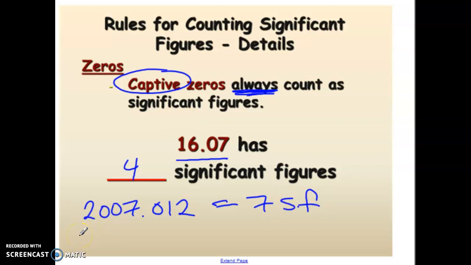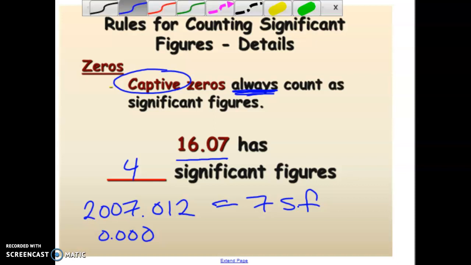Now you can have a combination too. What if I have zeros in front? Sorry about that. They were testing the fire alarm.